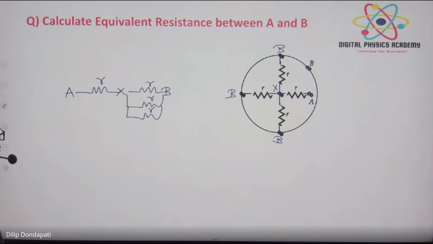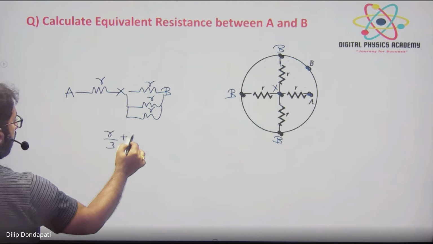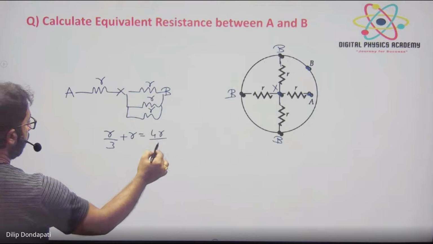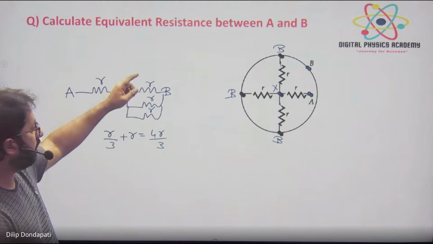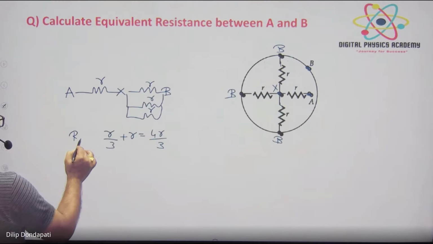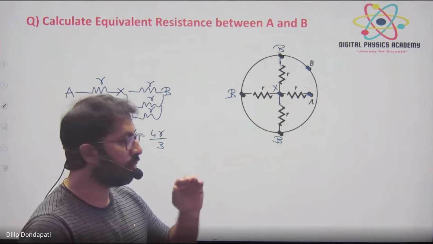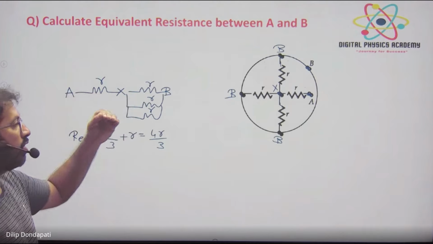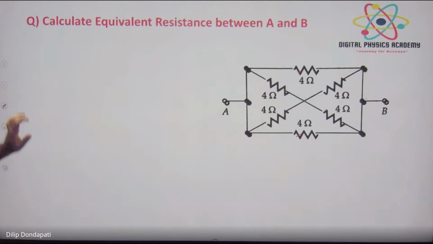R by 3 plus R. So how much will it be? R by 3 plus R is 4R by 3. Here, instead of doing 1 by R again, it is better to use R by N, right? R by N is R by 3. So when they are not directly in series or parallel, then you go for the potential distribution method first. Check whether it works or not. Okay, do it.